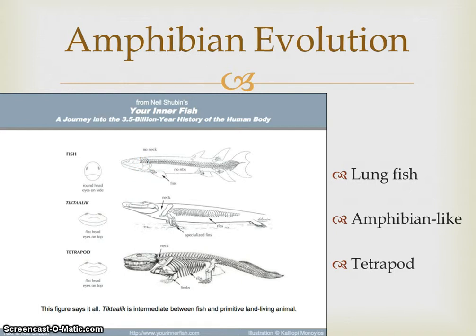On bottom you can see one of the earliest tetrapods. This is a vertebrate with 4 limbs. It has a very flat head with eyes on top, which is very amphibian-like, and 4 limbs adapted for walking on land, but it was still at least partially aquatic, just like modern amphibians.